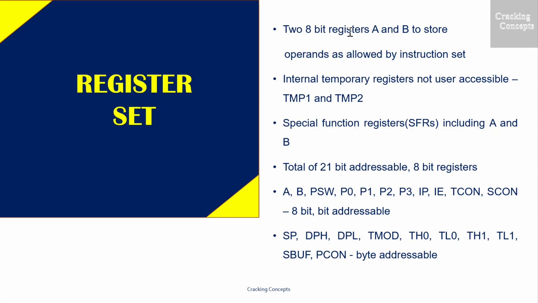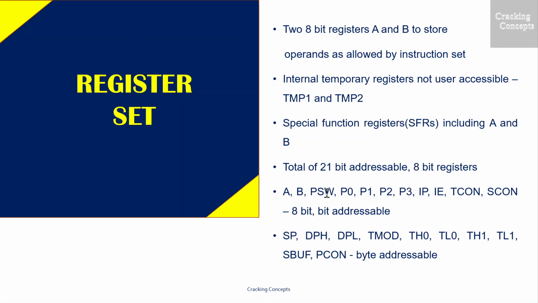8051 has two 8-bit registers A and B to store the operands as allowed by the instruction set. Internal temporary registers, namely TMP1 and TMP2, are not user accessible. Including A and B, 8051 has a family of special purpose registers known as special function registers or SFRs. There are in total 21 bit addressable 8-bit registers.